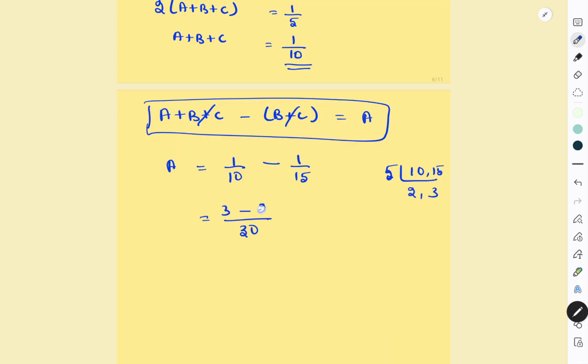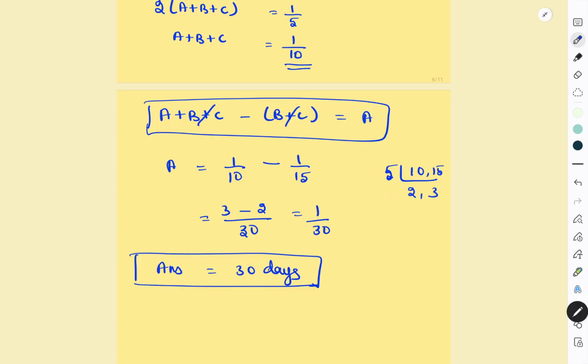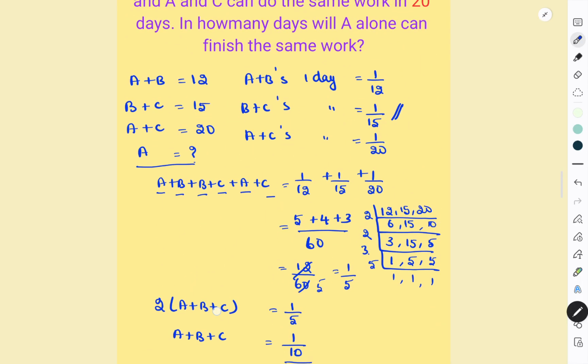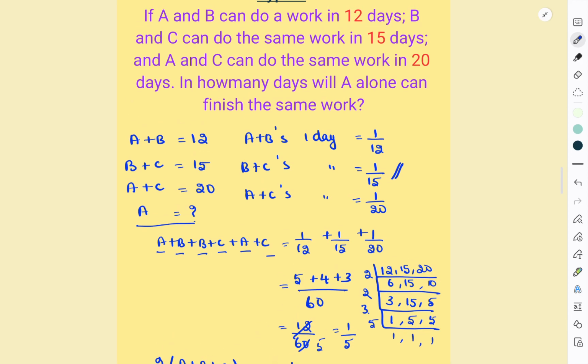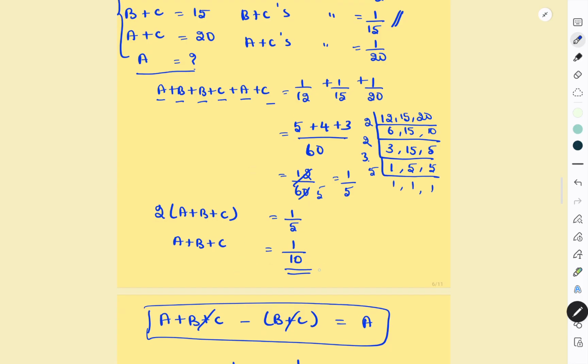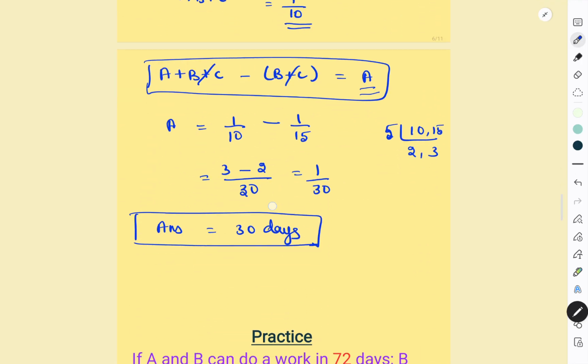3 minus 2, which is 1 by 30. So A's 1 day work equal to 1 by 30. So A can do the piece of work in 30 days. Right? This is the answer. Okay. So time and work is inversely proportional to each other. While we add all these things, we get 2 into a plus b plus c is 1 day work, that is 1 by 2. So a plus b plus c minus b plus c means we get a alone do the same work. So we get the answer, right?